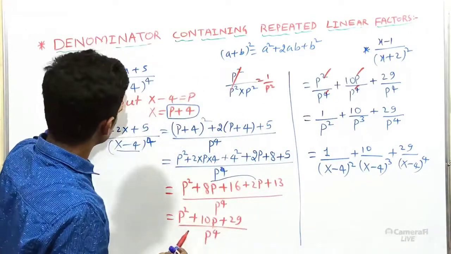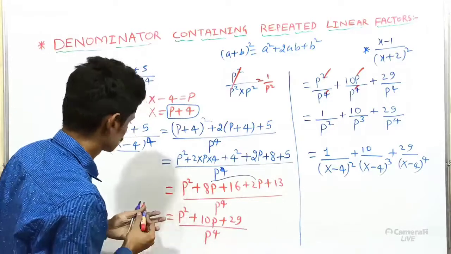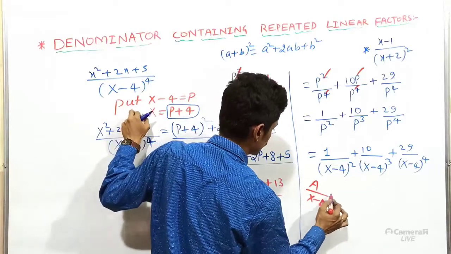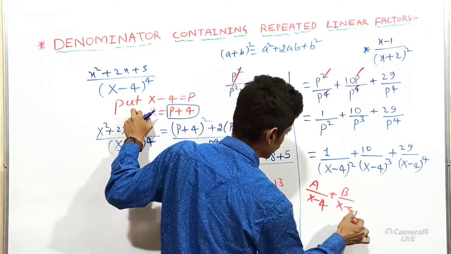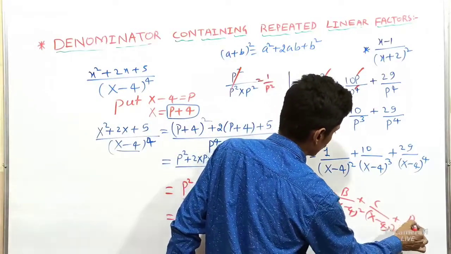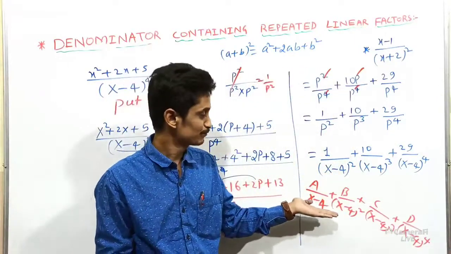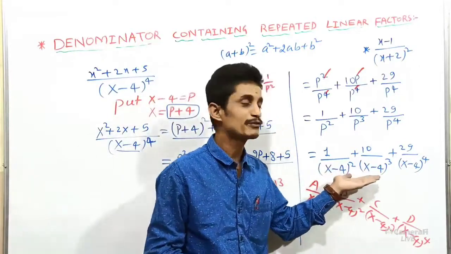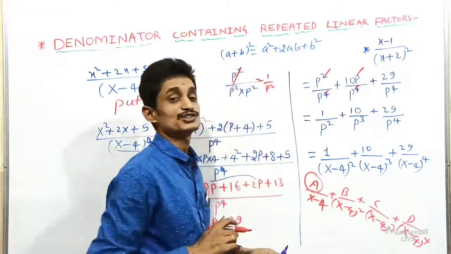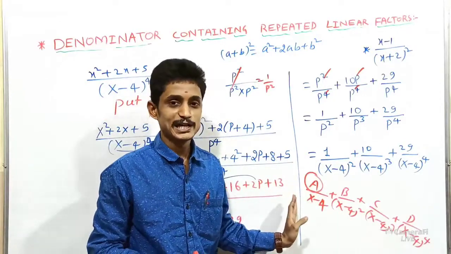Actually the denominator term is repeated 4 times. So we can split it like a divided by x minus 4 plus b divided by x minus 4 whole square plus c divided by x minus 4 whole cube plus d divided by x minus 4 whole power 4. So the splitting form has 4 terms, but in that answer we got only 3 terms. So it means the coefficient of a here is 0. That's why we are not getting a divided by x minus 4 at the end.